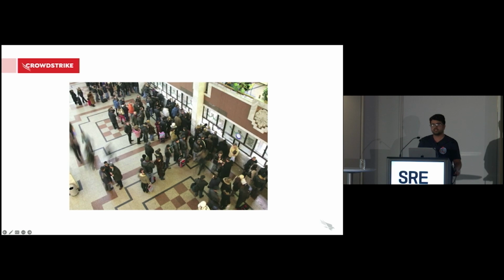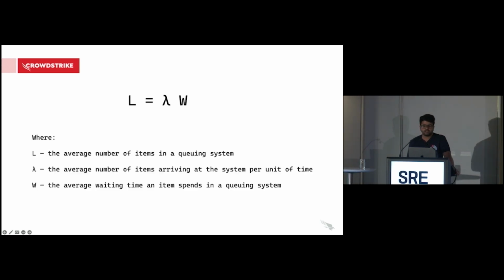Before we answer that, let's take a detour and explore queuing theory. I would like to talk about Little's law in particular. Little's law is a theorem that determines the average number of items in a system based on the average waiting time of an item within that system and the average number of items arriving at that system per unit of time. Now let's see if we can apply the principles from Little's law to model the processing capacity of our writer service.